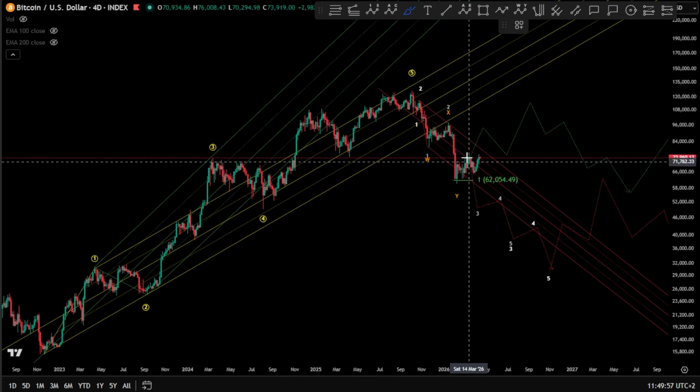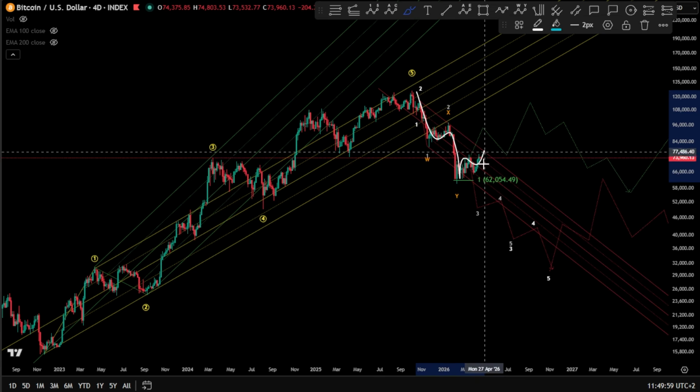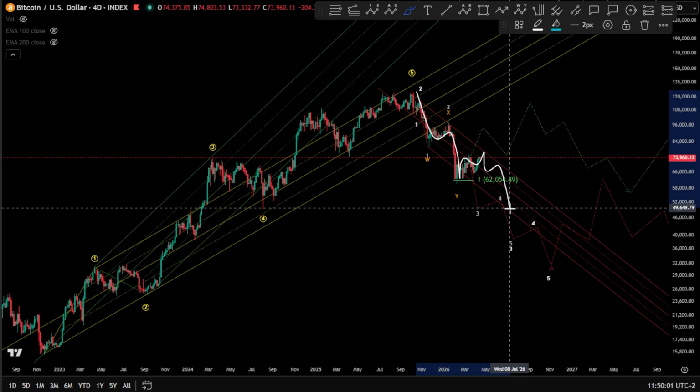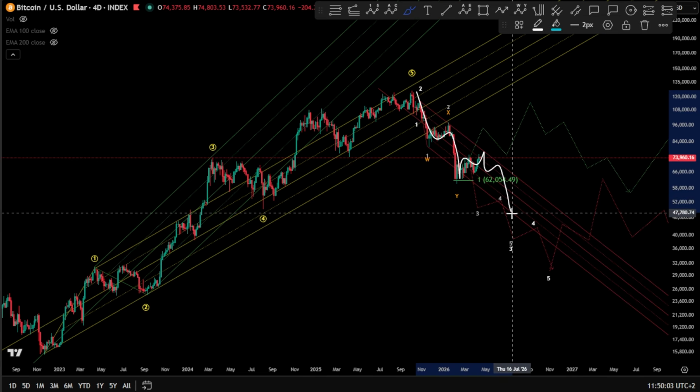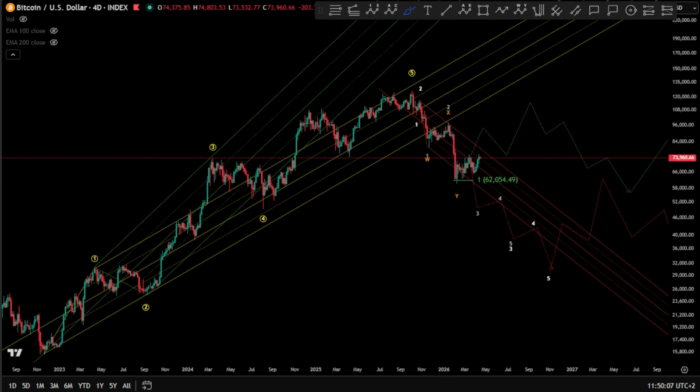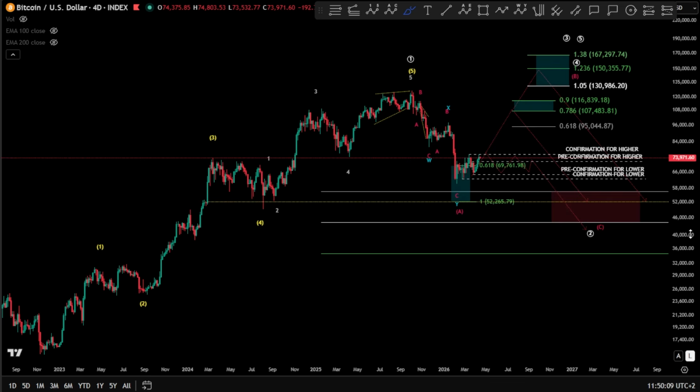Now, of course, it can be something like a W and X and a wave Y inside the base channel, but this will finish up our correction as a wave 2 very likely and push toward the upside. Let's see exactly what might be the case here.